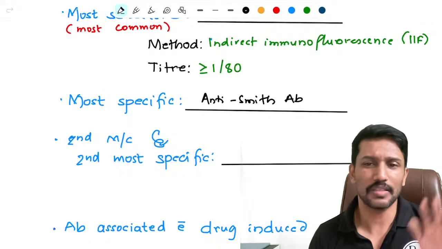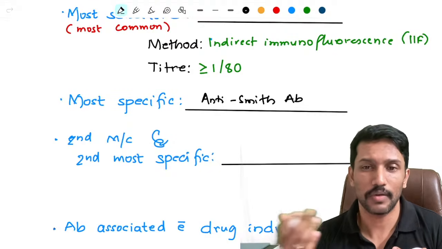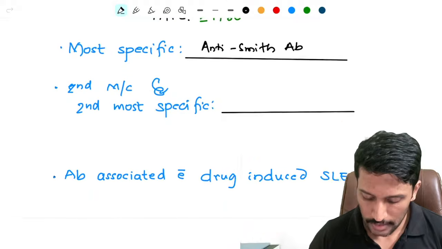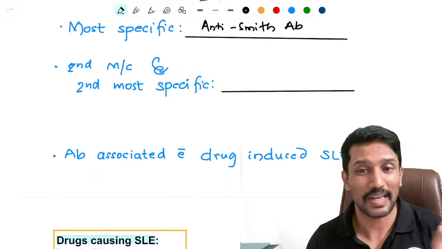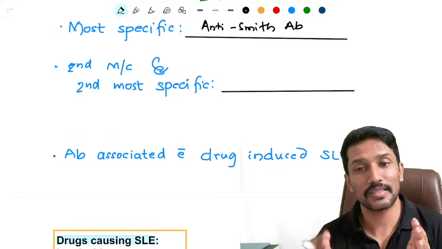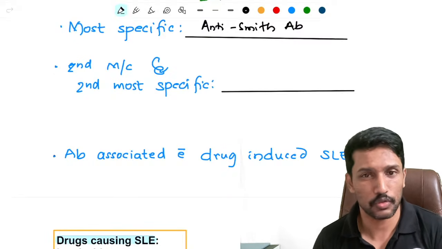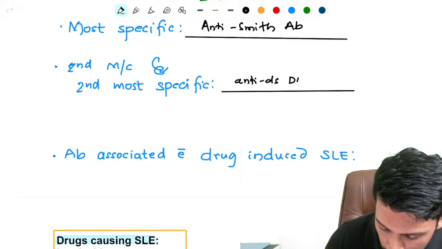ANA is the initial screening test, being the most common. But once that comes positive, it's not equal to SLE. It could still be a chance occurrence. So in that case, I have to go for a relatively specific test, but anti-Smith is not a good choice because it lacks sensitivity. But I have a test which is reasonably sensitive, reasonably specific: the second most common, the second most sensitive, and the second most specific. And that is going to be anti-double-stranded DNA antibody.